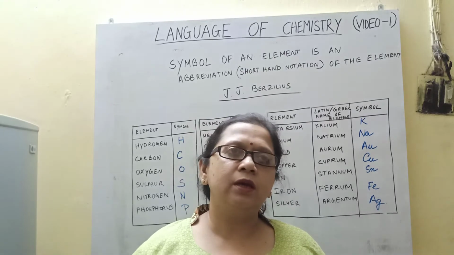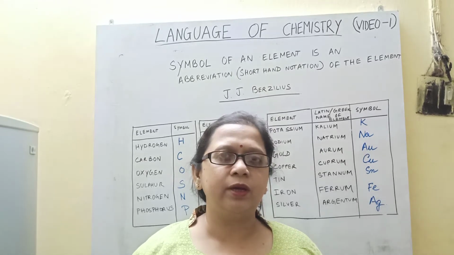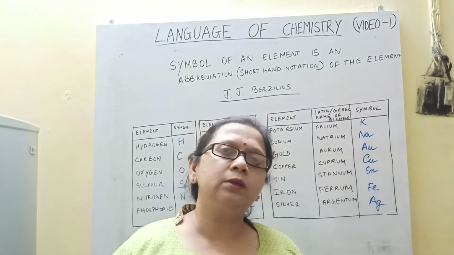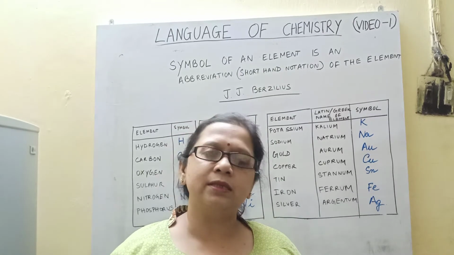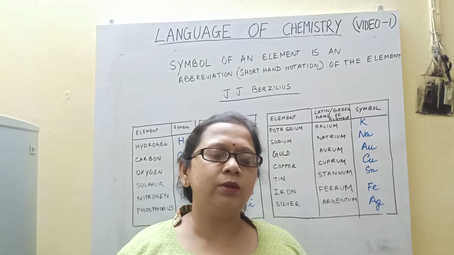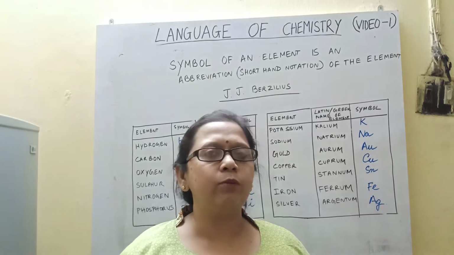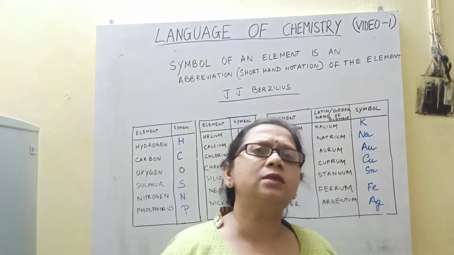So students, we come to the next chapter, Language of Chemistry. In this chapter, we are going to learn how to represent elements with their symbols, and we will come to know the valency of the elements and how to write the formula of the element and the compound. Now, what is a symbol?